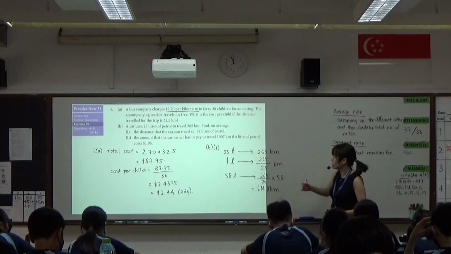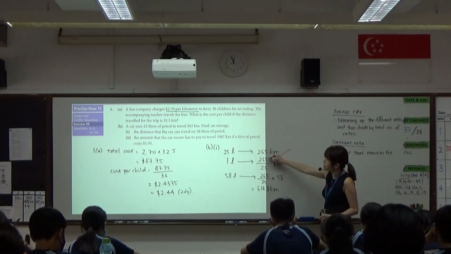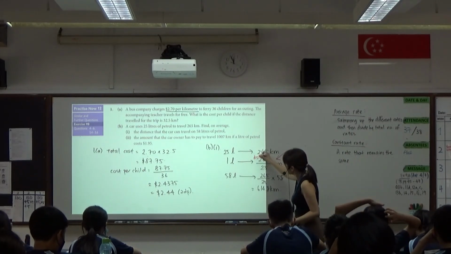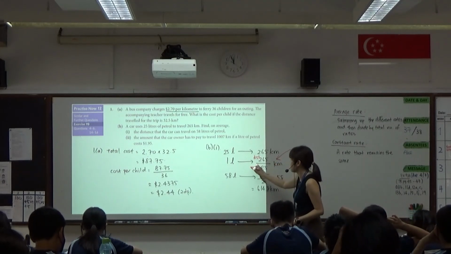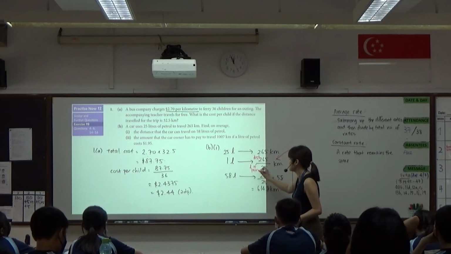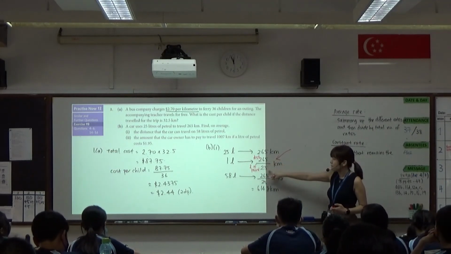Otherwise, if you really want to write a statement, what this actually describes is the distance, because 265 is distance, and this is the liters of petrol. So in fact it is the amount of distance traveled per liter.